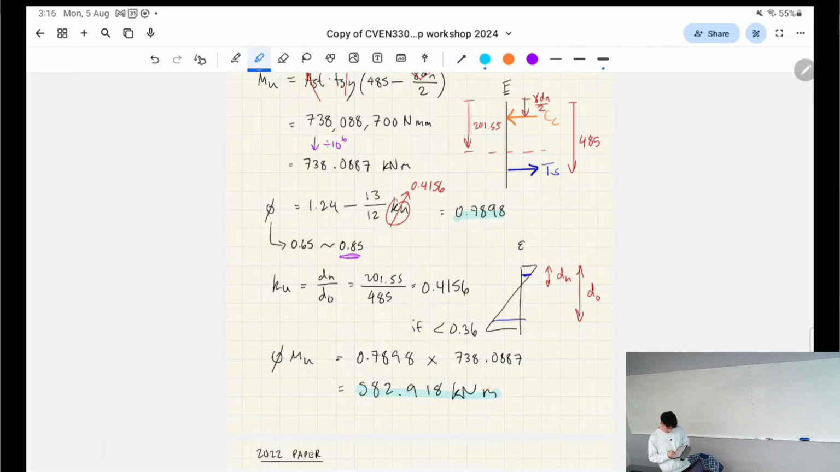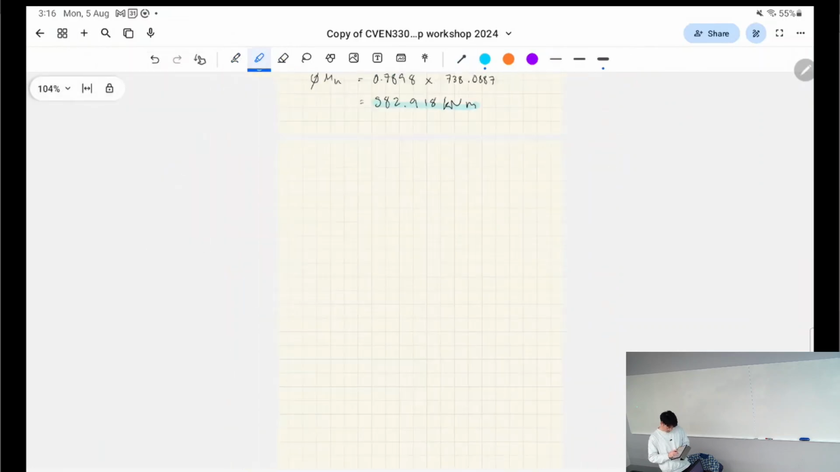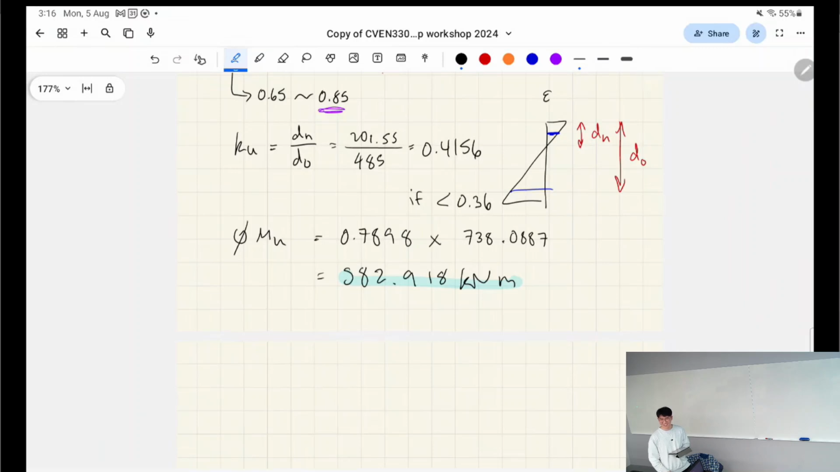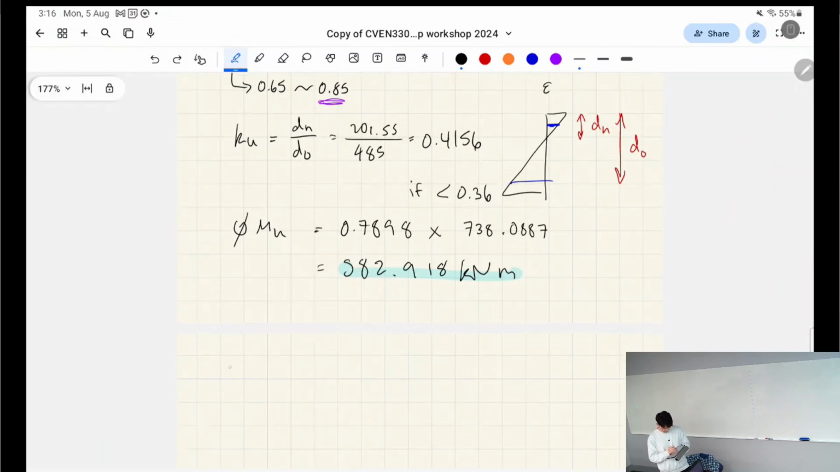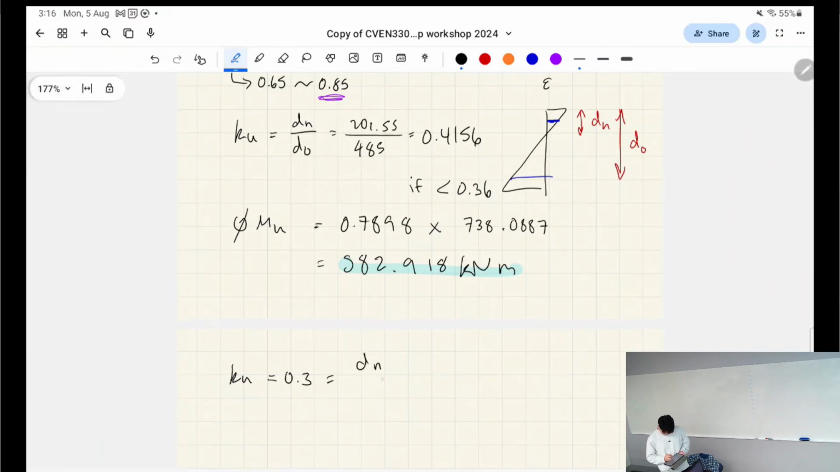Okay. There's actually more to this question, believe it or not. We haven't even finished one question, by the way. So basically the last part of the question is saying, okay, well now if this doesn't satisfy the ductility range, which it doesn't, right, because this is greater than 0.36, add compressive steel until ku is 0.3, right? So we can basically backwork this, right? And find that we're looking for a dn of this.